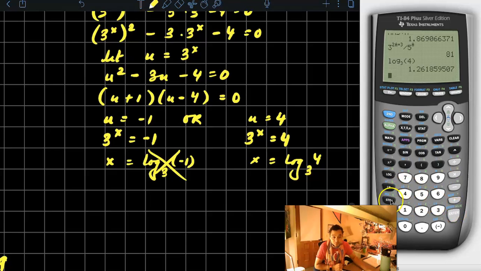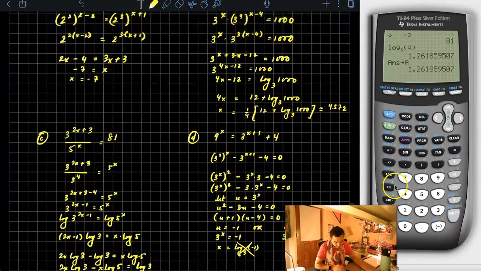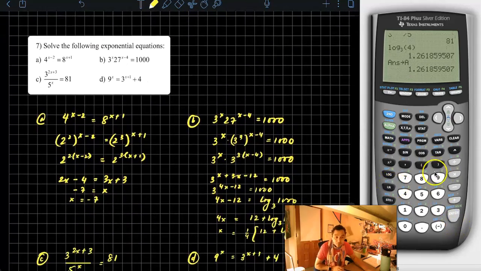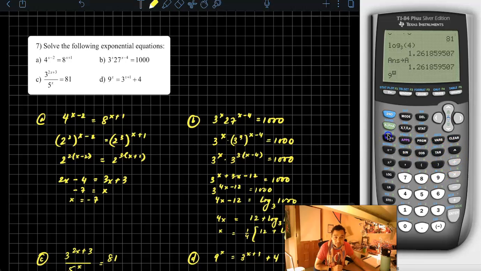I'm going to store that for the time being as a, and then go back and try and check it in the original equation. And I might put all of them to the same side, so I can do it in one go. 9 to the a minus 3 to the a, 3 raised to the a plus 1 minus 4. And that should equal 0.